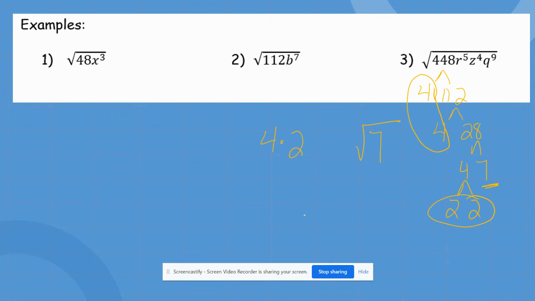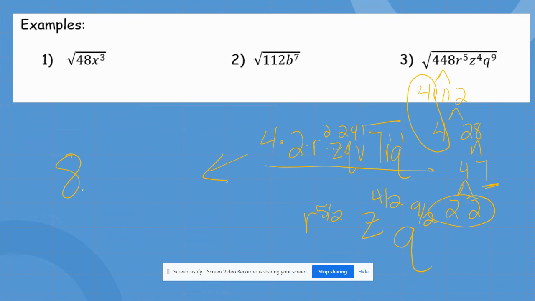So now we have our variables. R to the 5th divided by 2: I can pull out 2 r's with 1 r remaining. Z to the 4 divided by 2 is 2 with no remaining. And Q to the 9 divided by 2, 9 divided by 2 is 4 with 1 remaining. So if I multiply everything together, 4 times 2 is 8, r squared, z squared, q to the 4th, with a 7rq underneath.